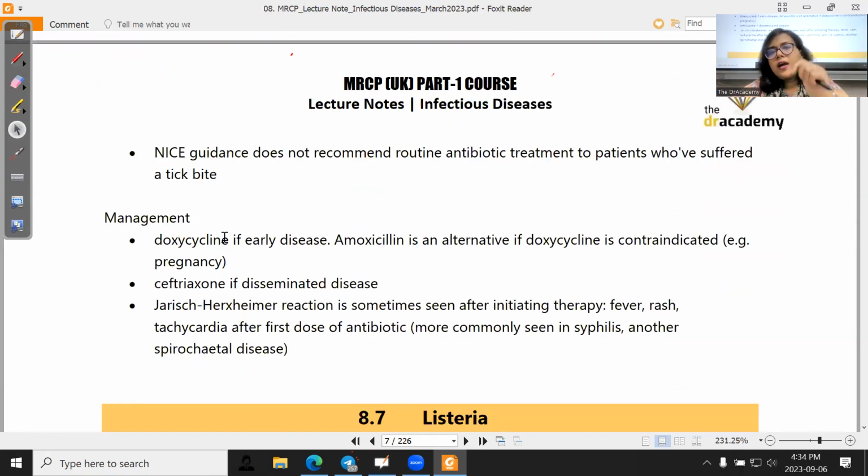So here I have mentioned that most spirochete treatment is benzyl penicillin. This is the only exception where doxycycline is the first line treatment. Amoxicillin is an alternative if doxycycline is contraindicated, for example in pregnancy. Okay, that's all you need to know. In any spirochete infection, the Jarisch-Herxheimer reaction can be present, but this is more prevalent in syphilis treatment. Do not forget about doxycycline in Lyme's disease.